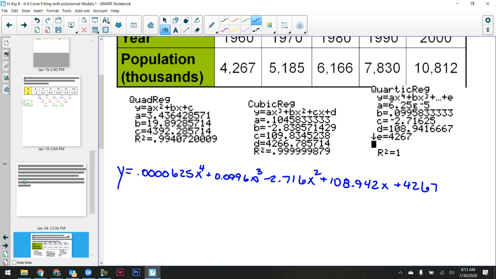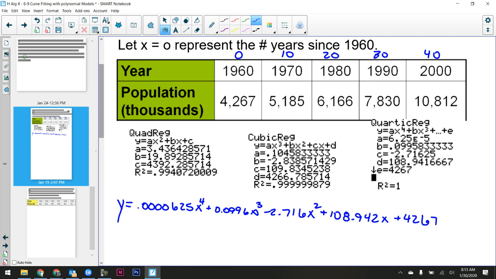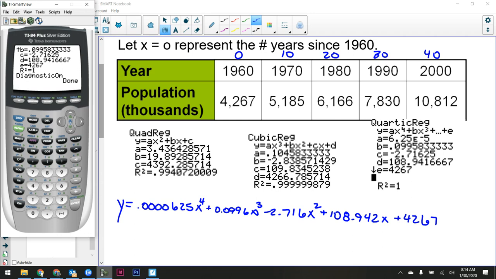Okay. Now, what can I do with that? What if I had said, I want to know, based on this model, what it's going to be like in 2020. Here's what we would do. You go back to your calculator and go into your y equals. You clear out anything that's there. You have to turn on your plot, and you hit zoom stat.